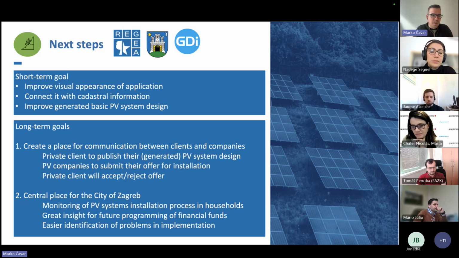On the other hand, we will create a central place for the city of Zagreb to monitor all the installation processes that are done through this application. We will get great insight for the future programming of financial funds. So maybe the city will see that a lot of people are trying to install PVs, and then maybe they will subsidize a part. And the last one is that we will definitely have a much easier time in identification of problems in the implementation process. So that's more or less from my side.